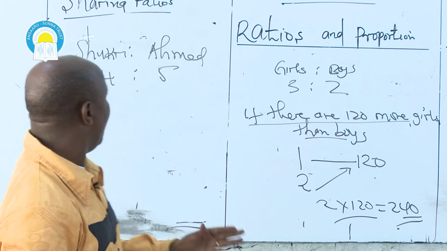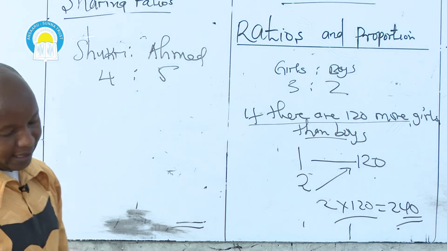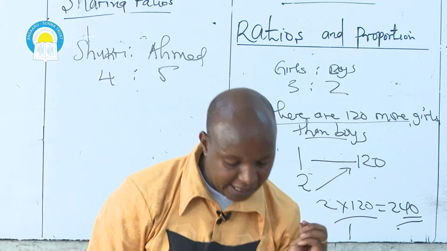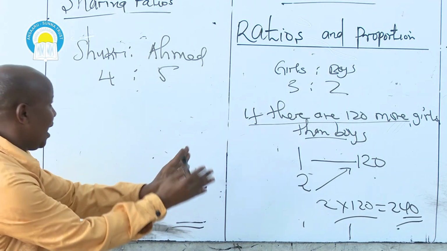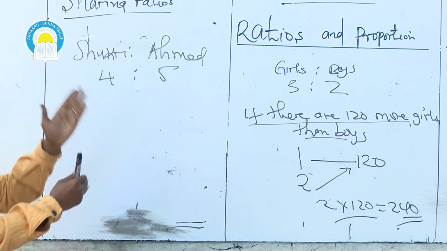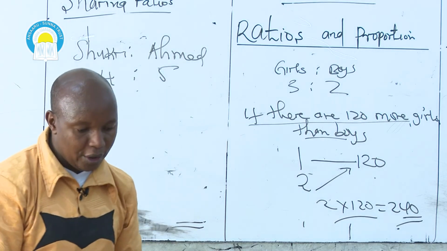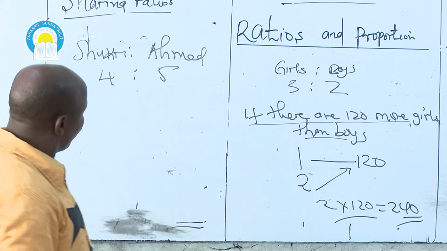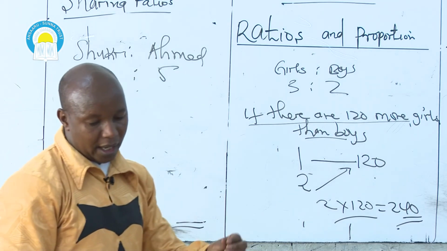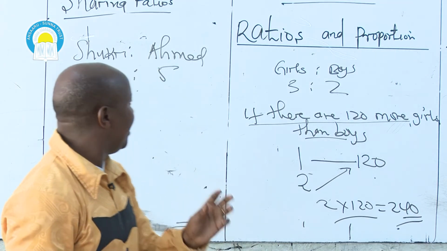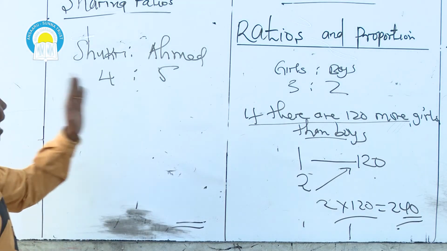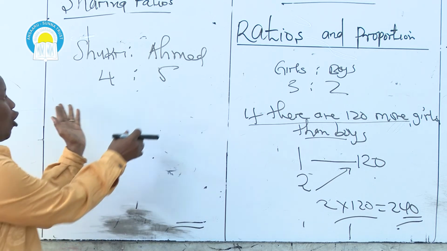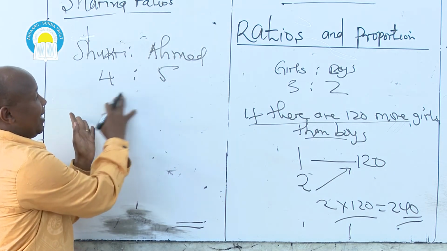Now, if Ahmed got 6 more than Shukri, the same scenario applies here. If Ahmed got 6 more than Shukri, now, how much money did Shukri get? Now, we are told Ahmed got 6 more. According to my ratio, understand this is the stem of the question.